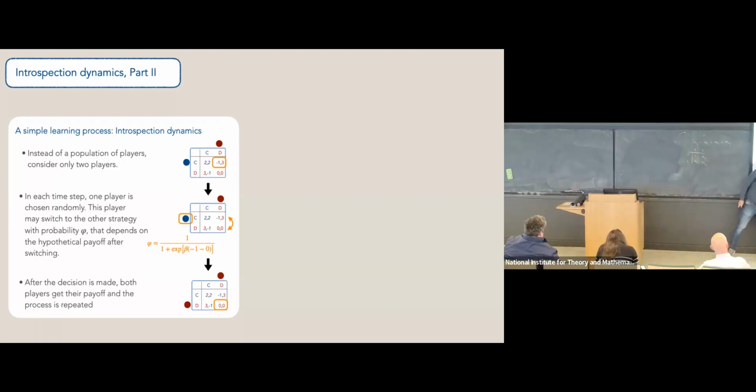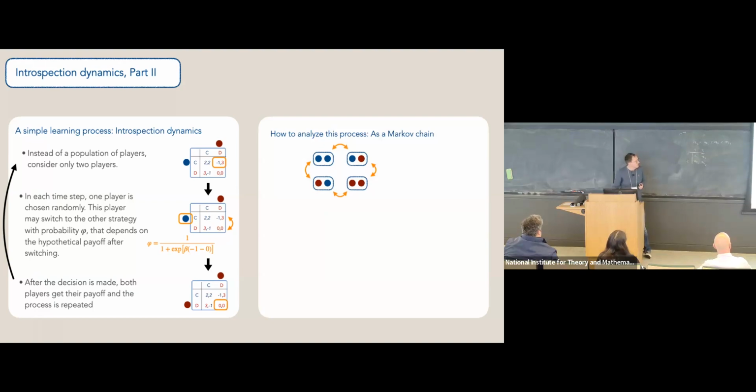Here this actually happened. So the rogue player indeed switched. And now the process just starts anew. Again, you would choose randomly one of the two players. This player then gets a chance to revise its strategy and then would possibly switch strategy. And what this gives you is we end up with a Markov chain again.